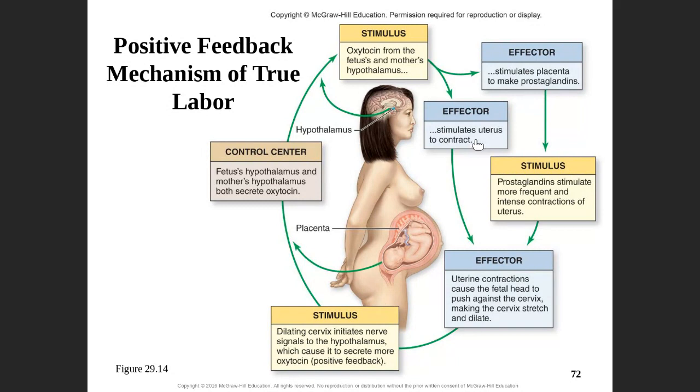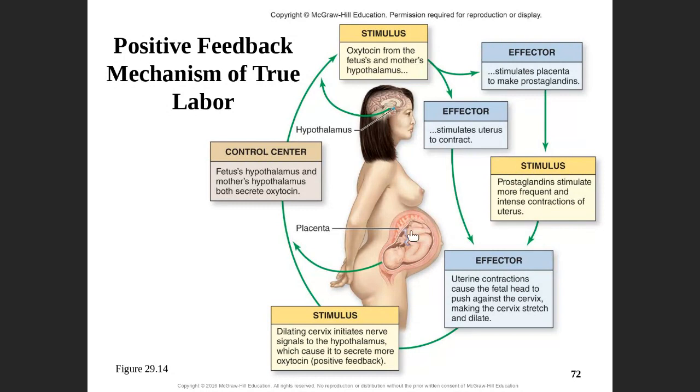So the oxytocin is now causing contraction of the uterus. Prostaglandins that are being produced by the placenta are also going to contribute to uterine contractions and also softening and dilation of the cervix. And then both of those will push the baby's head against the cervix, which will then cause more forceful contractions and dilation of the cervix.